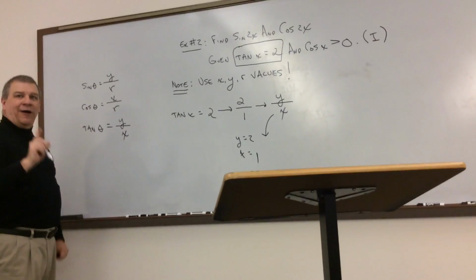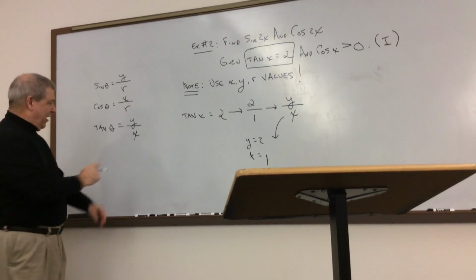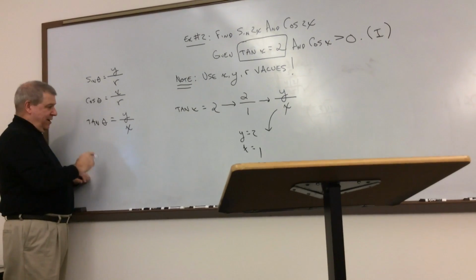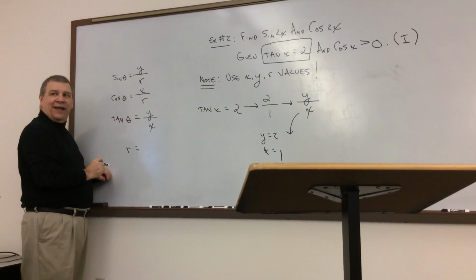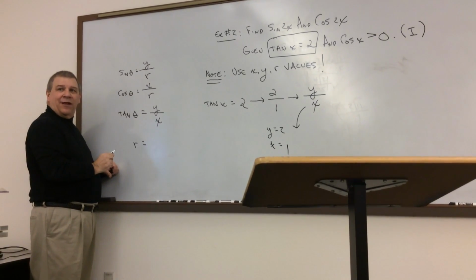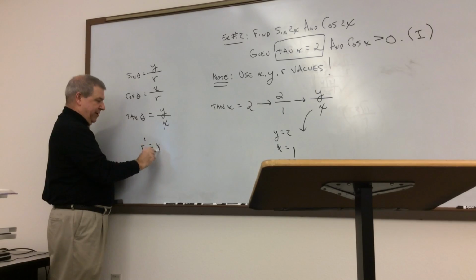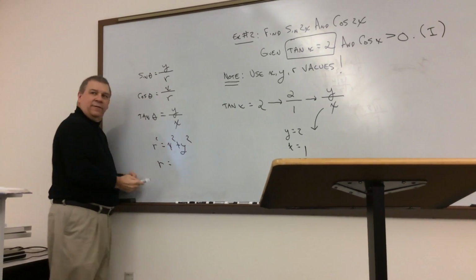How do you find r if you know x and y? Remember what we did here? I'll write it down here again. If you know x and y, how do you find r? You might want to write this down off to the side. R squared equals x squared plus y squared. So what's r?